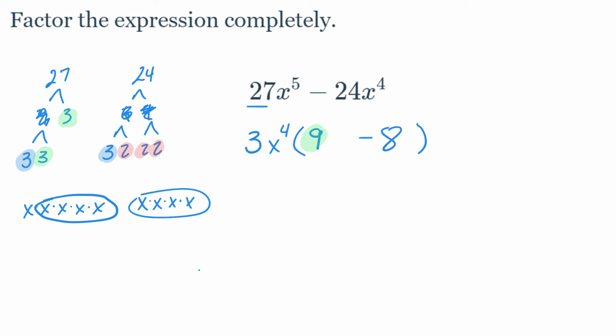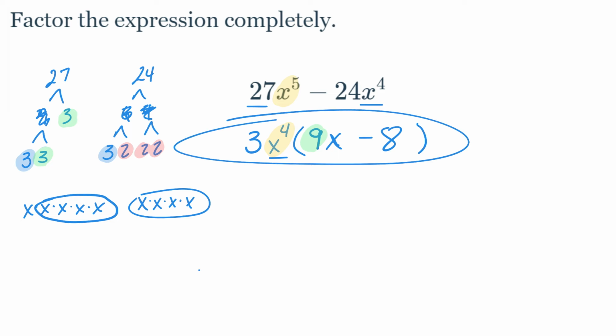All right, we also factored out x to the 4th power. So if we factored out x to the 4th power, the first term had 5 x's, so we took away all but one of the factors. So all that will be left is x to the 1 power. And on the 24, it was x to the 4th, and we factored out all of the x to the 4th. So therefore, there are no x's left to attach to the 8. So this is the factored form of our expression.